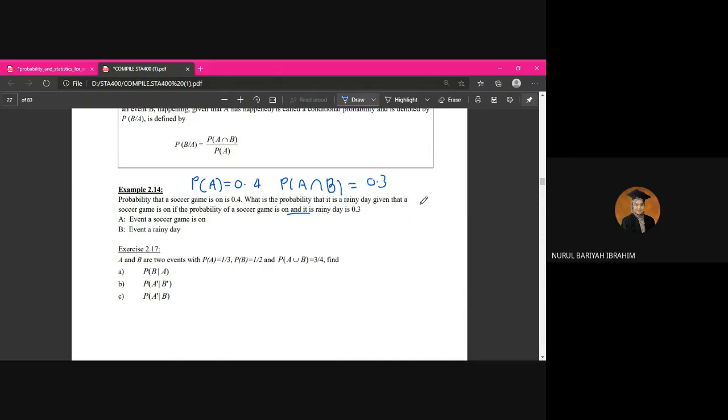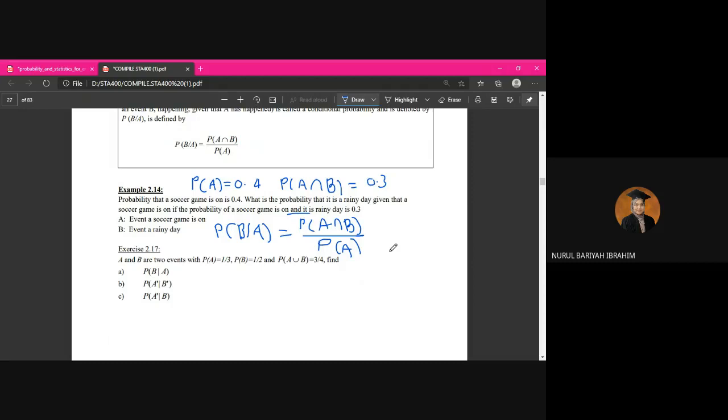Okay, so now, what is the probability that it is a rainy day given that the soccer game is on? So what can you write down? The question wants you to find the probability of it is a rainy day, so B, given soccer game is on, which is A. Right? So it will be probability of A intersect B divided by probability of A. So it is 0.3 divided by 0.4. So the answer is 0.75.